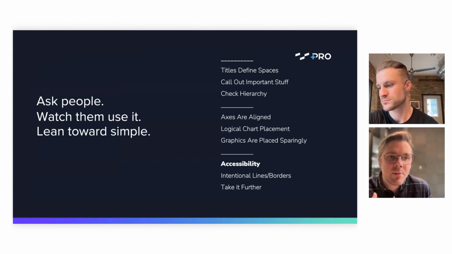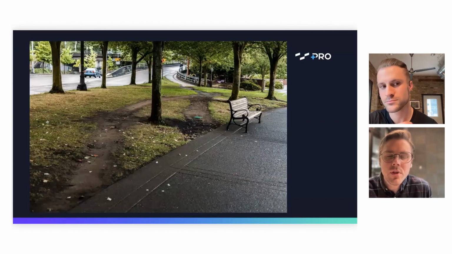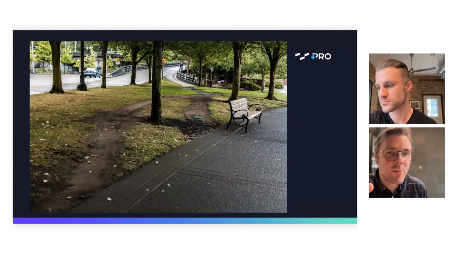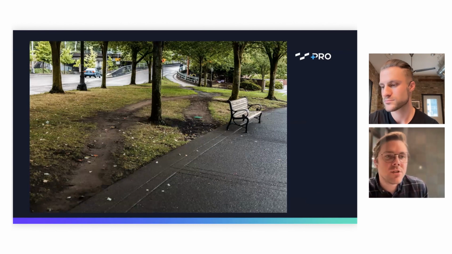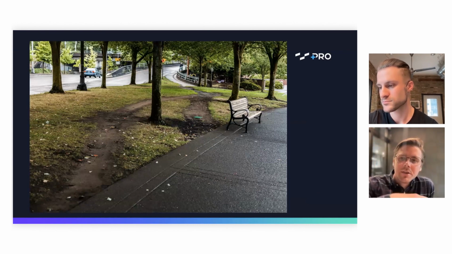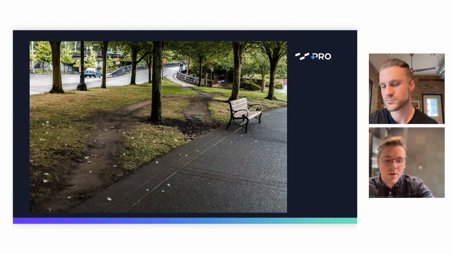Accessibility. Ask people, watch them use it, and lean towards simplicity when possible. So this is what is called a desire path. This is something that you would find in nature where there's a clear intention. We want people to follow this sidewalk, but people are clearly wanting to go that way. They want to go to the bridge. What could we learn from this?